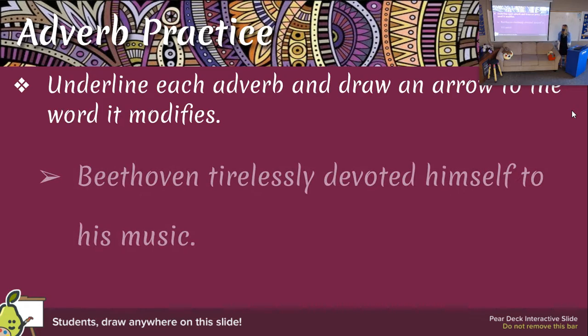Let's practice. Here, I want you to underline each adverb and draw an arrow to the word it's modifying. And you better be sure that you can answer one of those adverb questions when you're drawing your arrow.